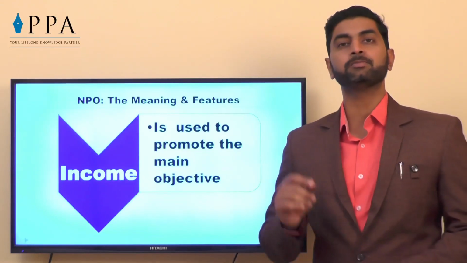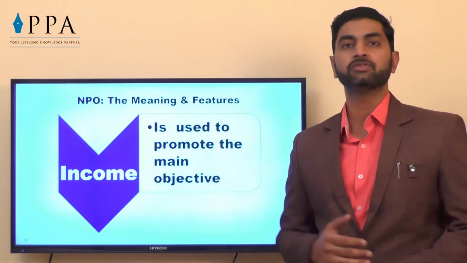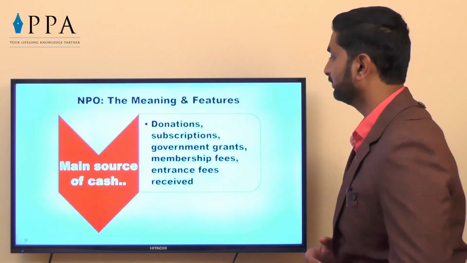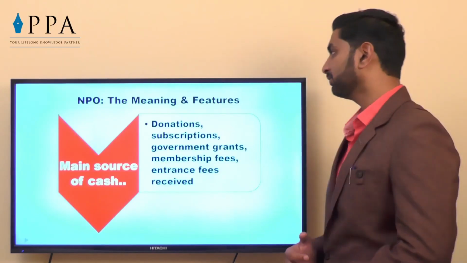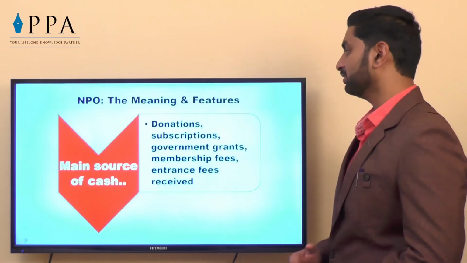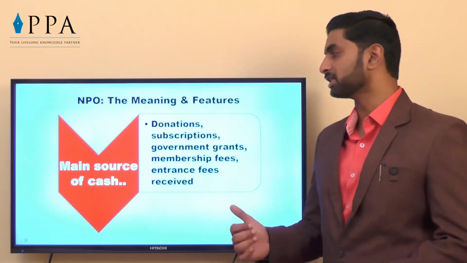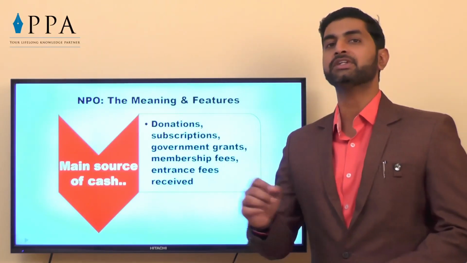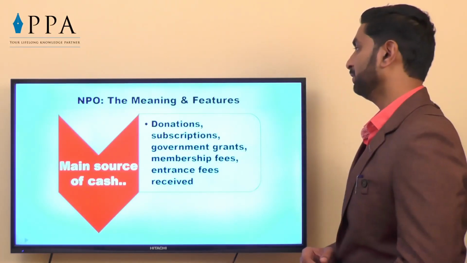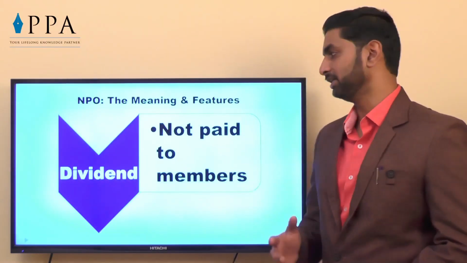For example, if it's a sports club, then it is expected that whatever income you are gaining must be used for the sports activities only. Main source of cash, from where the cash inflow is there. It is from donations received, subscriptions, government grants, membership fees, entrance fees received, etc. So such kind of things are the income sources or cash sources. There is no trading activity by the NPOs. If the trading activities are there, these are minor or very subsidiary.